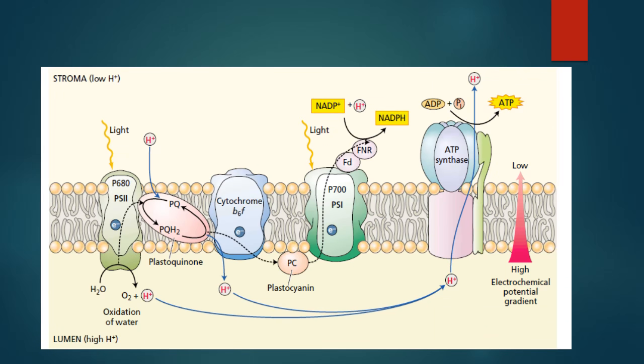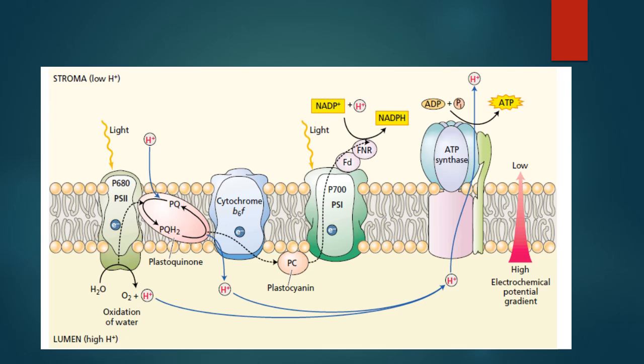Let us look at the overall summary of the light reaction. The transfer of electrons and protons in the thylakoid membrane is carried out by 4 protein complexes. Water is oxidized and protons are released into the lumen by Photosystem II. Photosystem I reduces NADP+ to NADPH in the stroma via the action of ferredoxin and the flavoprotein ferredoxin NADP reductase.